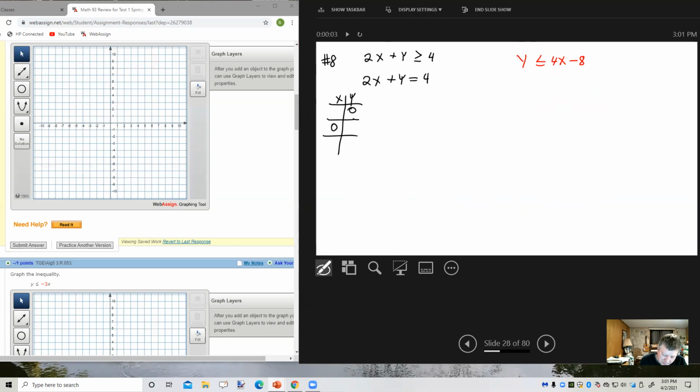To find the x-intercept, y is 0, so you get 2x plus 0 equals 4. 2x equals 4. x equals 2. To find the y-intercept, you set x equal to 0. 2 times 0 plus y equals 4. y equals 4.